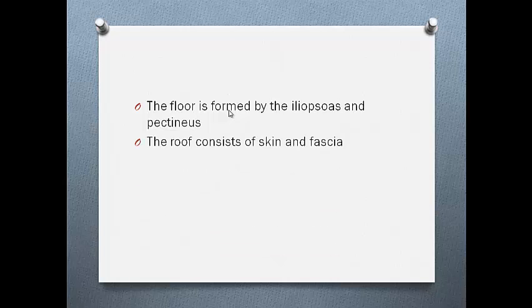The roof, which is basically anything that covers the femoral triangle, consists of skin and fascia. So essentially, in order to find the femoral triangle, there are certain structures that you'd have to remove, i.e. the covering structures or the roof, and these would be the skin and fascia.